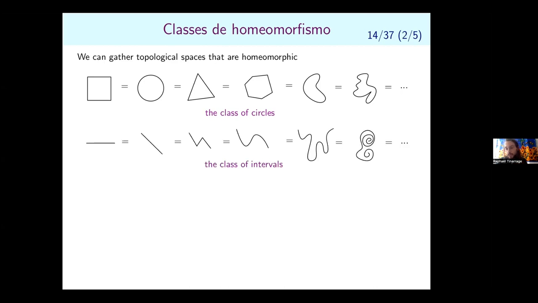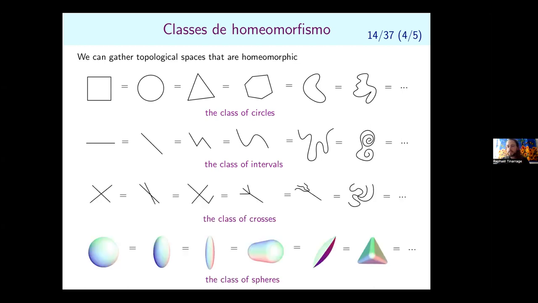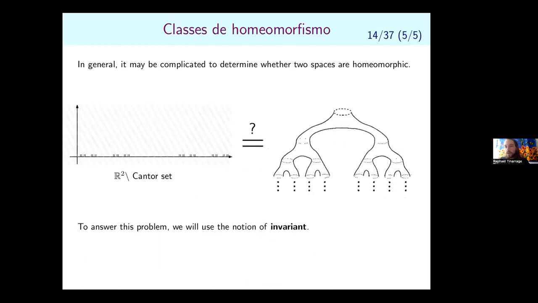We have also the class of the lines, the intervals. We've seen before that the circle is not homeomorphic to the line, right? So these classes are disjoint. We have the class of crosses, class of spheres. I mean, there's an infinite number of classes, of course, of equivalence. An important question here, when we write a list like that, is to verify that the classes are actually not the same. And this is not a simple question. The aim of algebraic topology is to give tools to study this kind of questions. And the main tool we use is invariants.